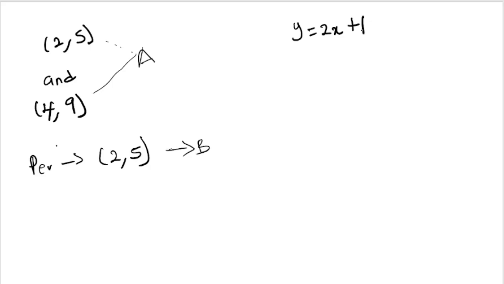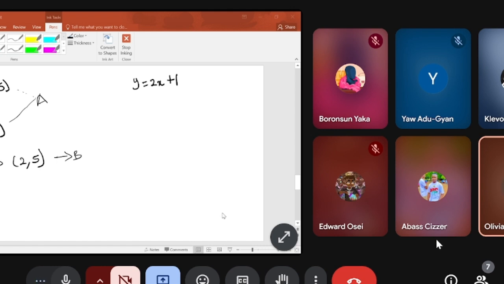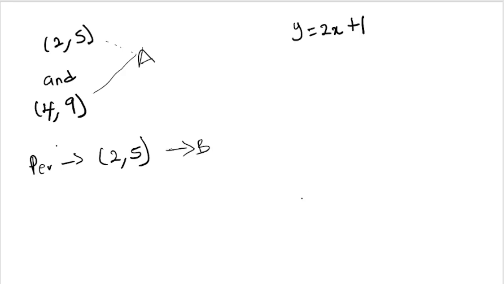The equation which is perpendicular to the line given is 2y is equal to 2 minus x. Abbas, can you come again? I can't hear you. I said 2y is equal to 2 minus x. Can you make y the subject? Always make sure that you write it in the form mx plus c. So make y the subject from the equation and give me what you get.